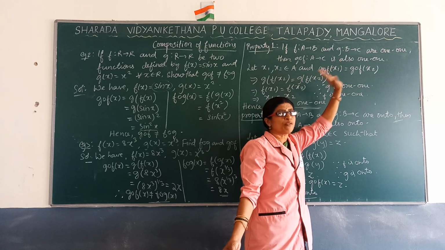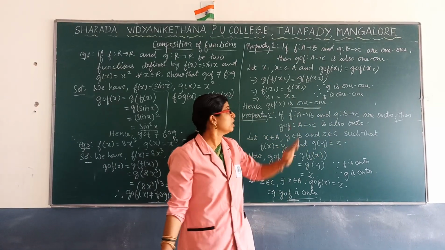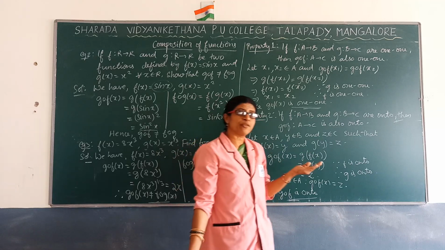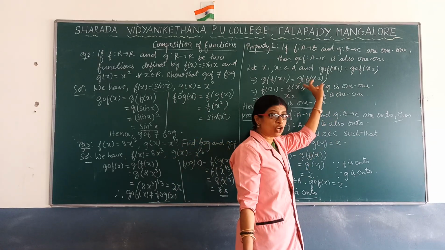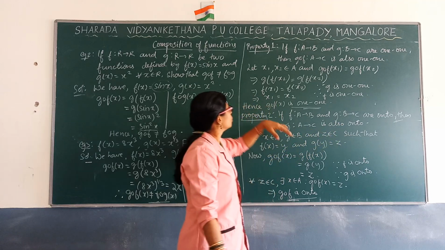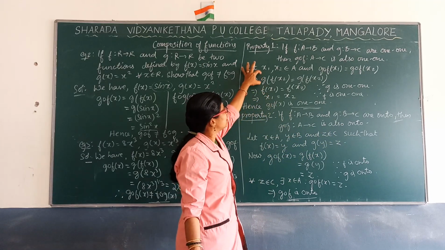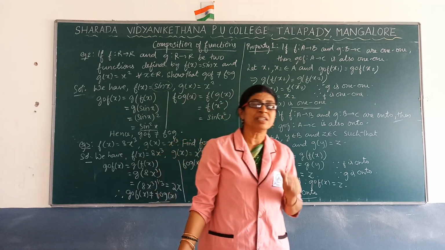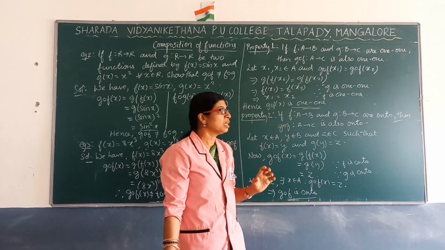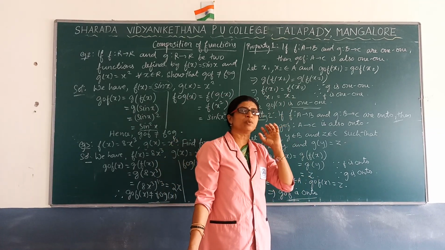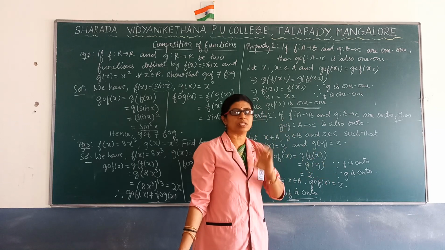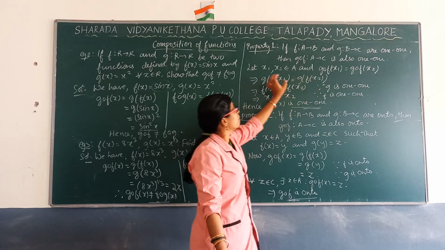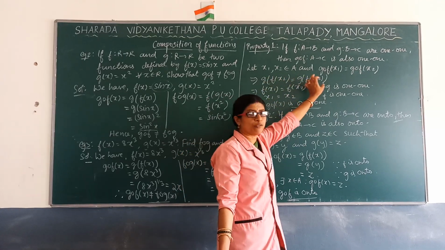What is gof of x1? It is nothing but g of f of x1. And what is gof of x2? It is nothing but g of f of x2. But you know that g is 1-1. It's given in the question, property itself, g is 1-1. What does it mean? If g of x1 is equal to g of x2, x1 is equal to x2. But here, instead of x1 and x2, we have got f of x1 and f of x2.